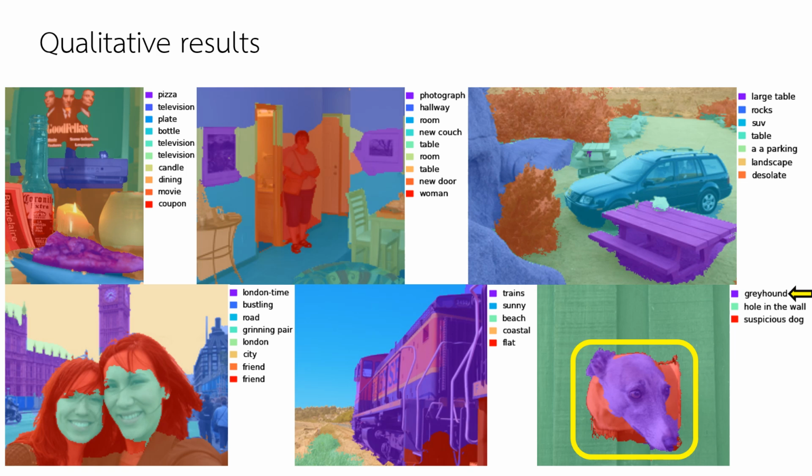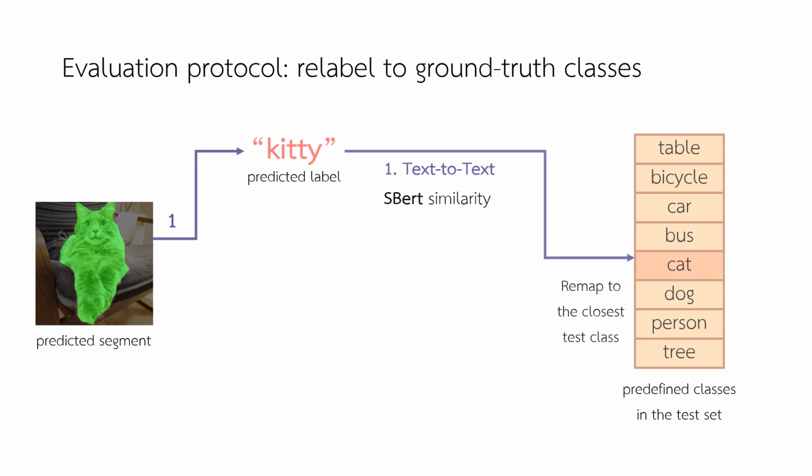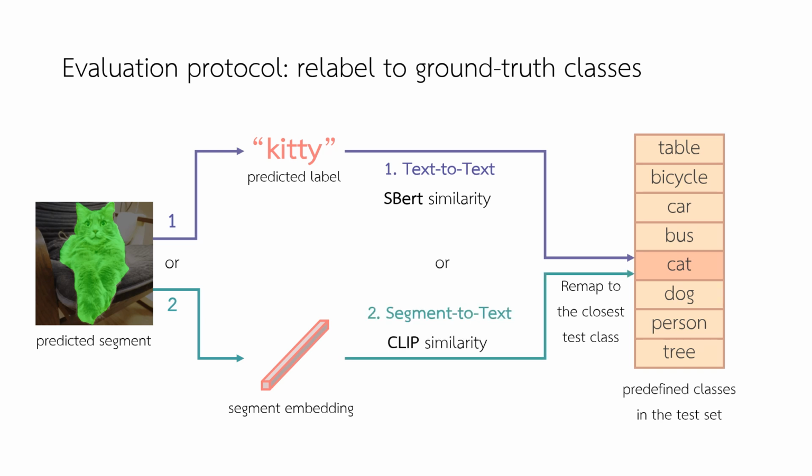So, we introduce an evaluation protocol using any segmentation dataset. To evaluate a predicted segment, we take its predicted label and find the closest test label by comparing their distance in S-BERT space. Alternatively, we take the segment embedding and map it to the closest test label in CLIP space. Once the label has been remapped, standard metrics like IOU can be used.